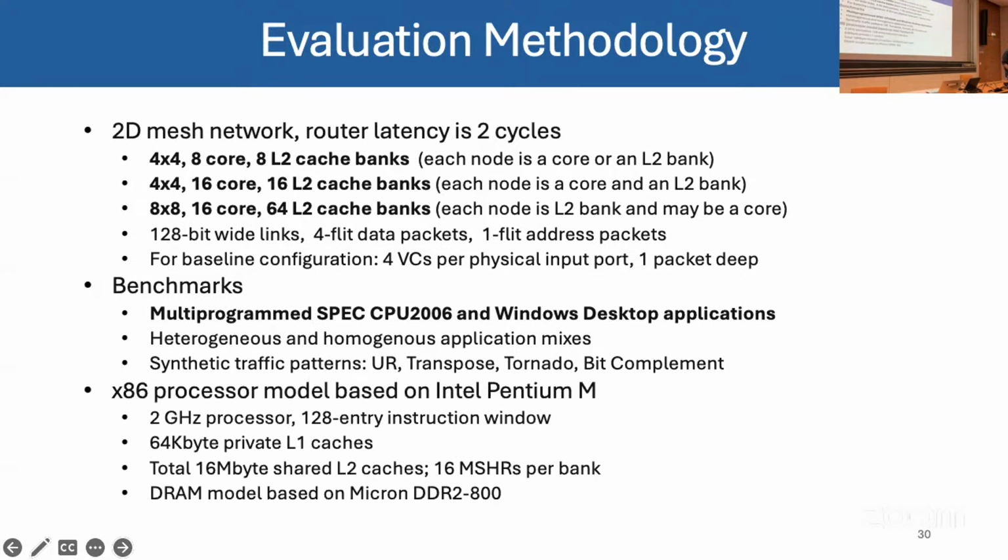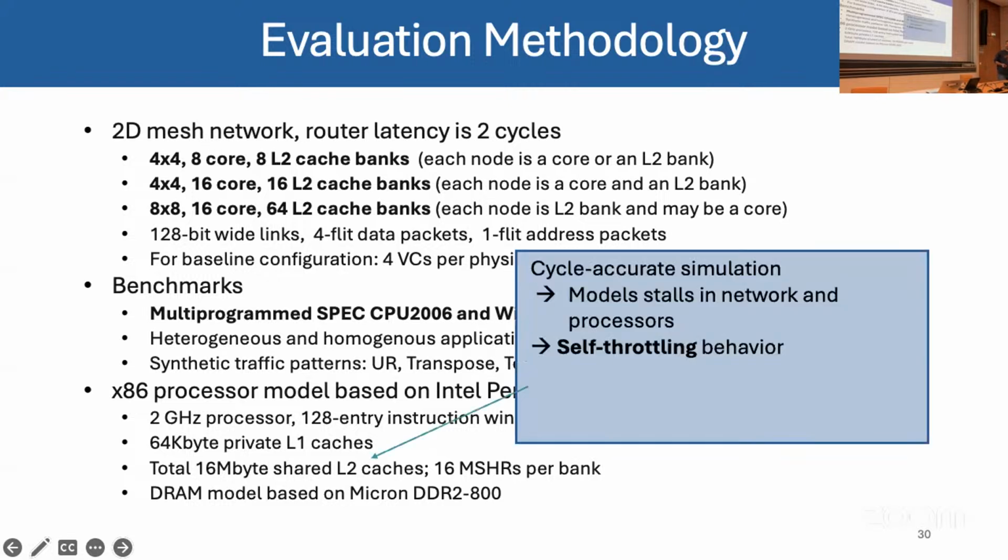The processor the system uses is based on an Intel Pentium, and what is important is that it is self-throttling. So basically, the processor stalls if there's too much contention in the network, and it realizes that. Most of the evaluation is actually done with a perfect L2 cache. So the cache miss latency is 0 cycles, and that just puts more stress onto the system because the injection rate is basically higher.